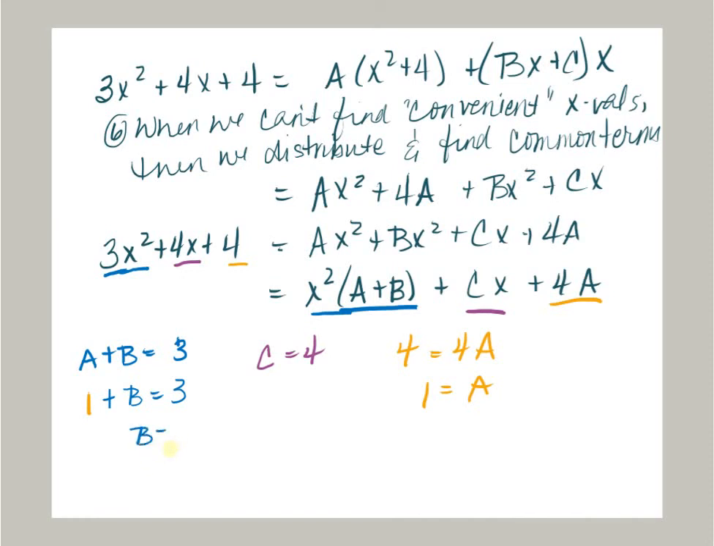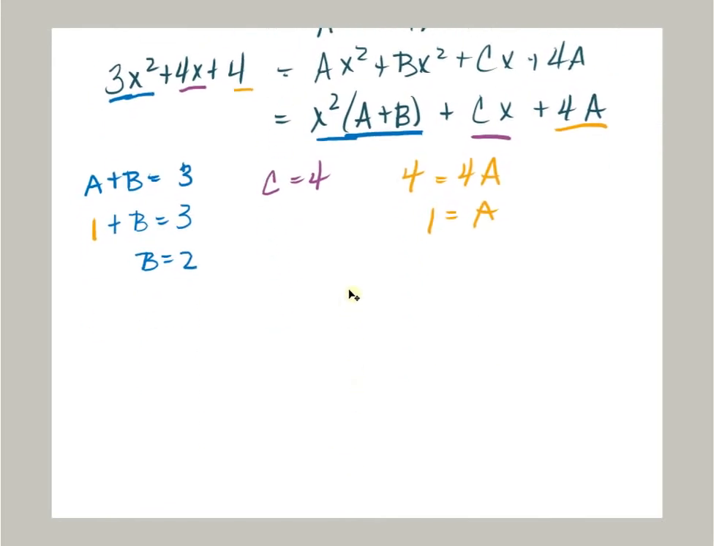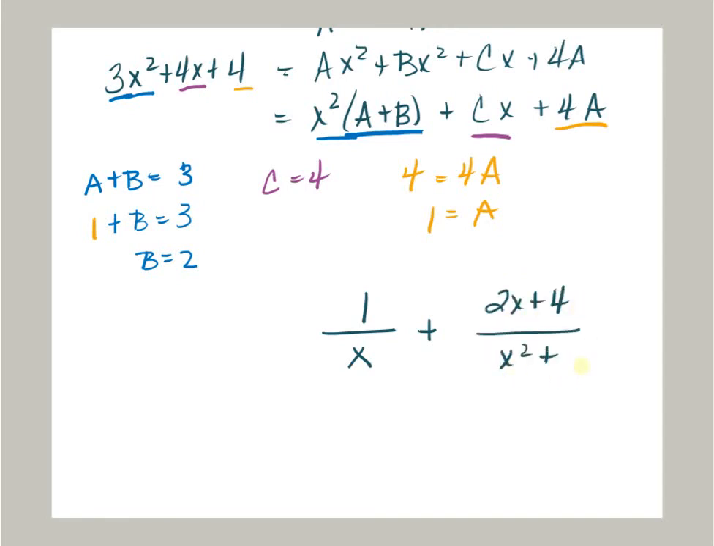So b is 2. And that's nice. What I have now is the tops of my fractions are going to be a and bx plus c. So let's talk about what that looks like. All right. We've got this. We're cooking now. All right, so we've got 1 goes over our first fraction, which was x, and bx plus c, or 2x plus 4, goes over our second fraction, which was x squared plus 4.